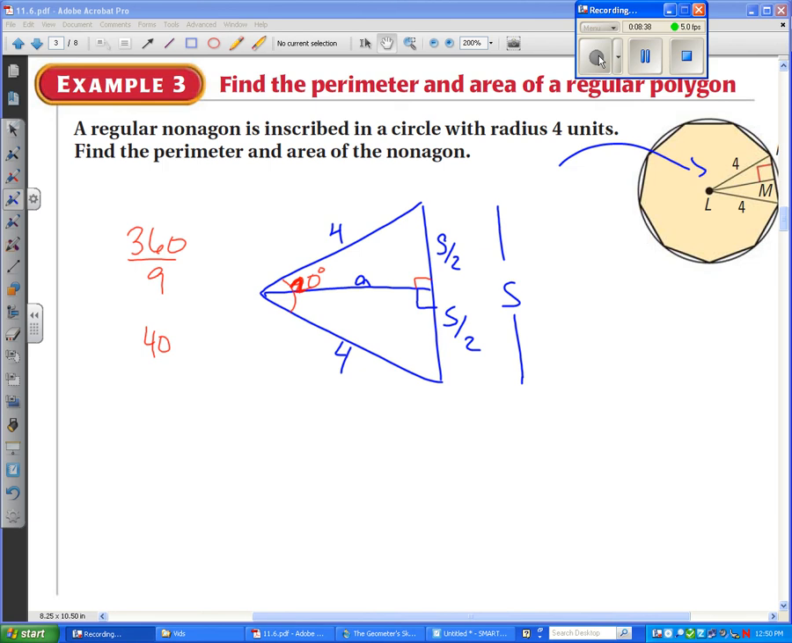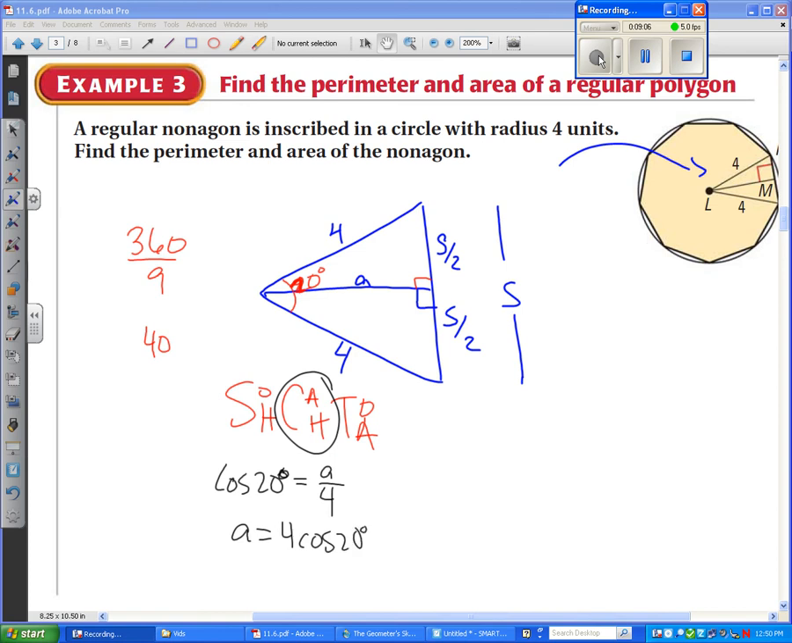That means I can use either SOH, CAH, or TOA. Now looking for the adjacent, or in this case the apothem, I'm going to use CAH right here. So cosine of 20 degrees is equal to the adjacent, which I do not know the value of, over the hypotenuse, which is 4. Then I just multiply both sides by 4, and I get 4 cosine 20 degrees is equal to the apothem. In my calculator, I need to make sure that I'm in degree mode, because this is 20 degrees. And I just type in 4 cosine 20, and I get A roughly equal to 3.76.